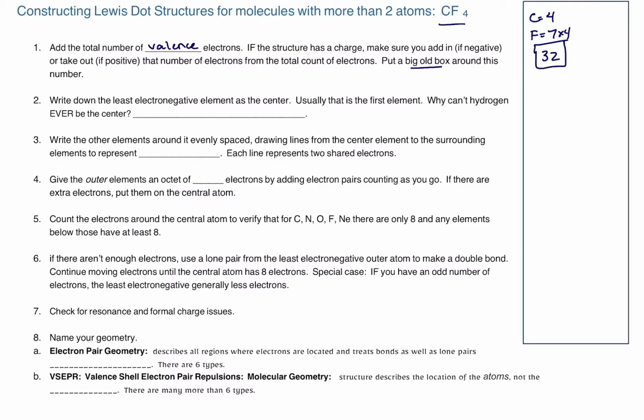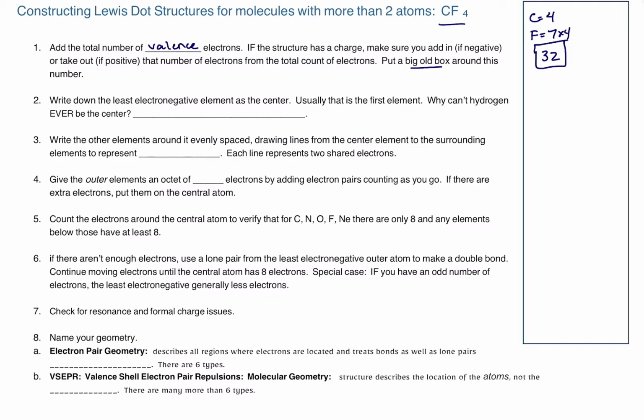And just as a reminder, if this had a charge, add in electrons if it's negative, take them away if it's positive. You can go review cations and anions if you don't remember that.